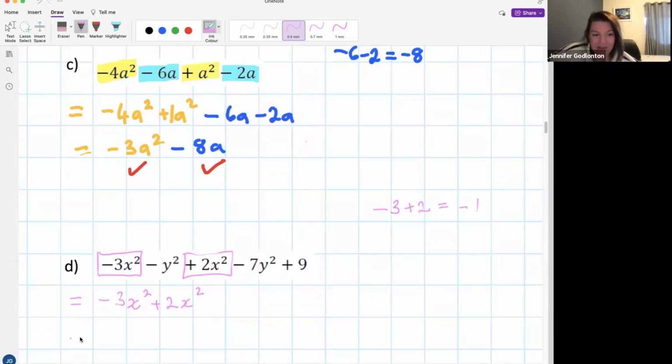Okay, so I'm going to start with my x squared. If I have negative 3 plus 2, which is what we have over here, I would have negative 1x squared. You don't need to have the 1. You could just say negative x squared, and that's fine.